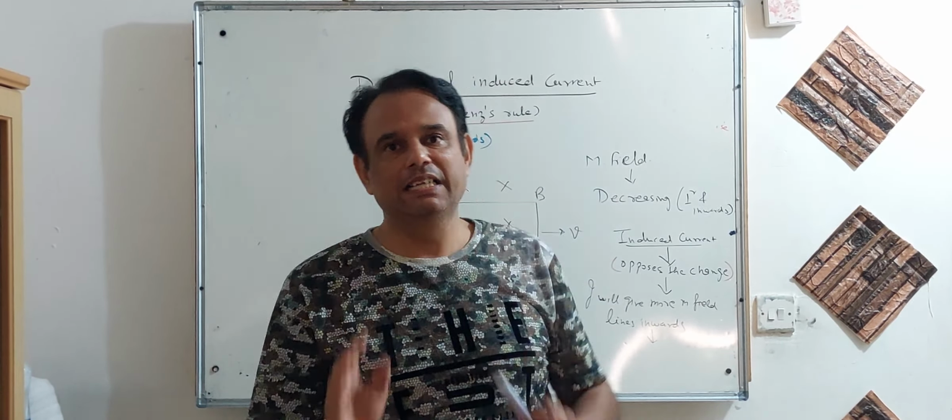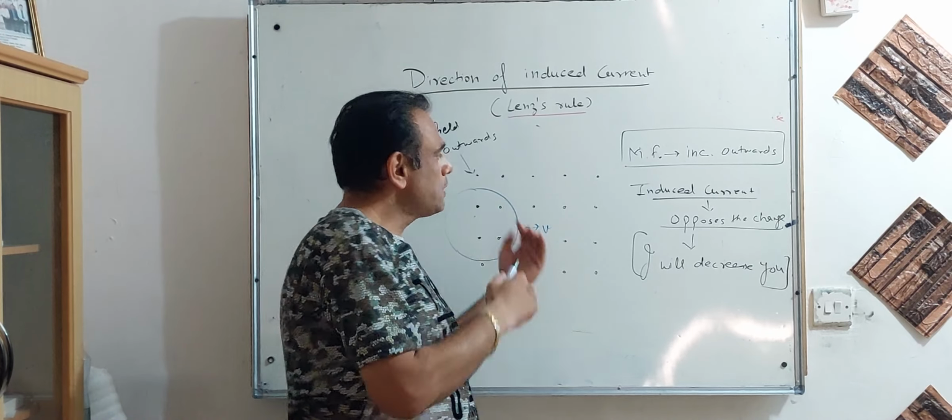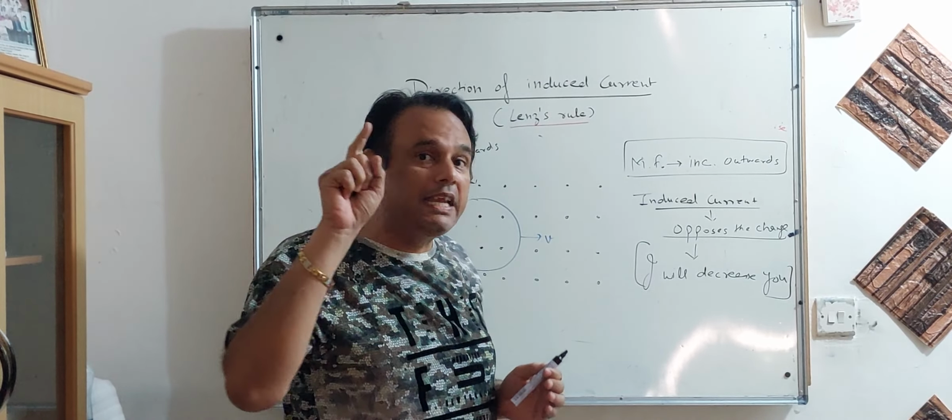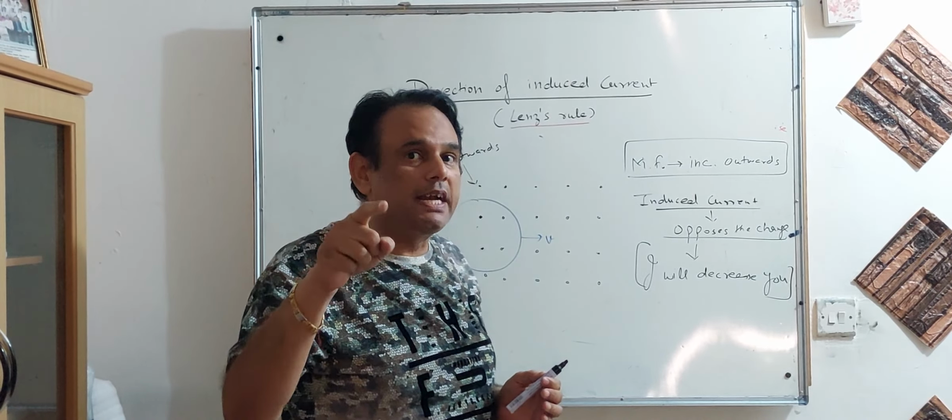How will induced current decrease it? By giving magnetic field lines which way? Out or in? This is outward right now. So it's increasing outward. So induced current will decrease it by giving magnetic field lines inward. Because magnetic field lines are increasing outward, induced current will give its magnetic field inward. So how to give inward? Clock in, anti out. So the current will flow clockwise. That is what we apply to get the direction of induced current.